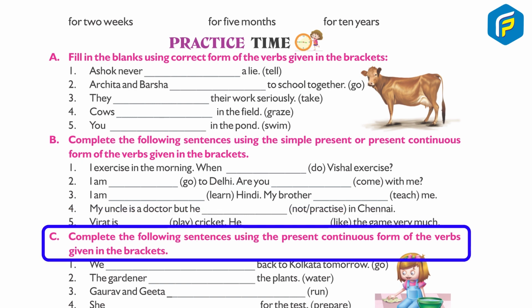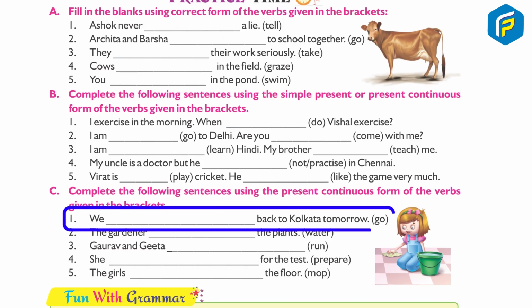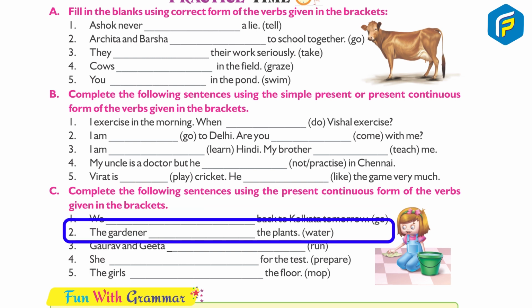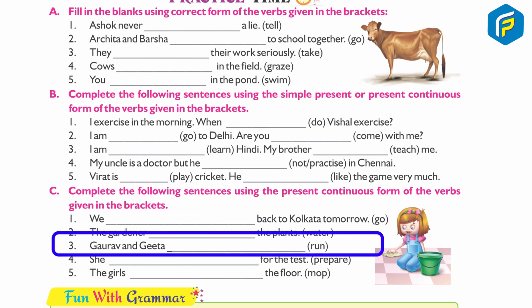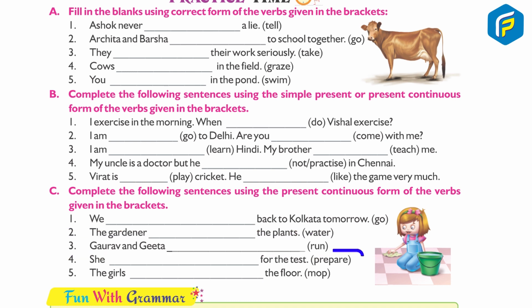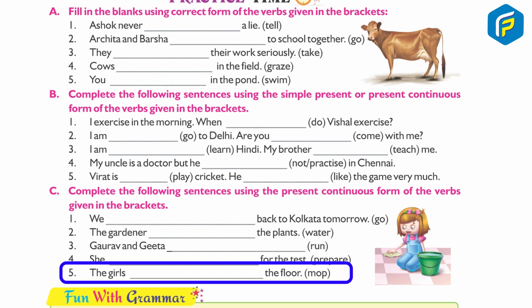C. Complete the following sentences using the present continuous form of the verbs given in the bracket. 1. We are going back to Kolkata tomorrow. 2. The gardener is watering the plants. 3. Gaurav and Geeta are running. 4. She is preparing for the test. 5. The girls are mopping the floor.